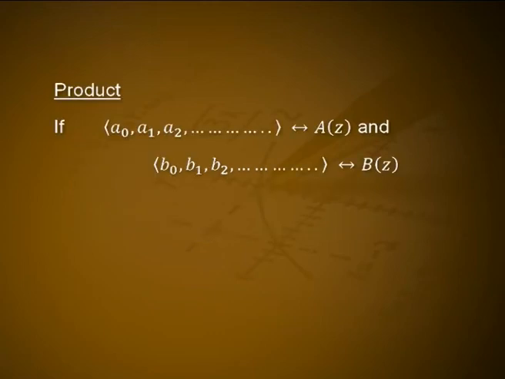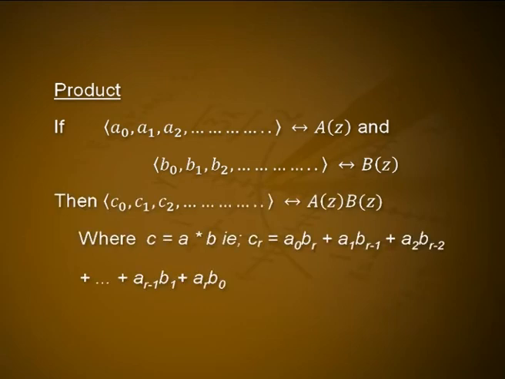Product. If the sequence A0, A1, A2, etc., has the generating function A of z and the sequence B0, B1, B2, etc., has the generating function B of z, then the sequence C0, C1, C2, etc., has the generating function A of z into B of z, where C is A star B, that is Cr is equal to A0 Br plus A1 Br minus 1 plus A2 Br minus 2 plus etc. plus Ar minus 1 B1 plus Ar B0.